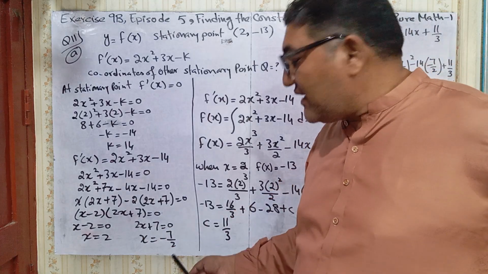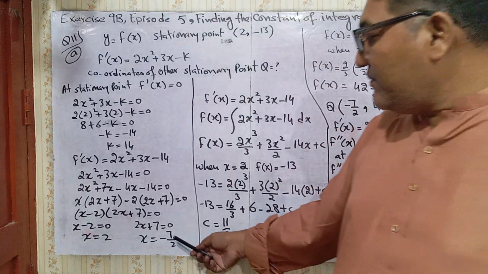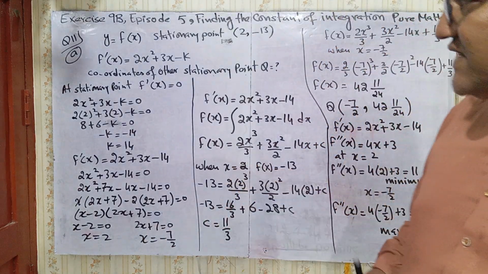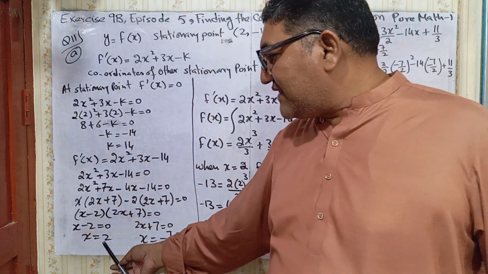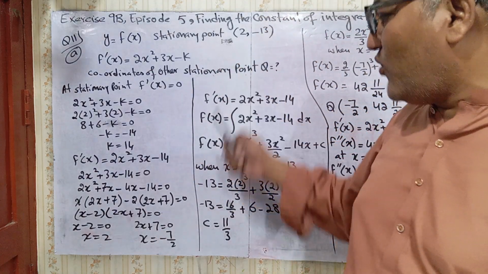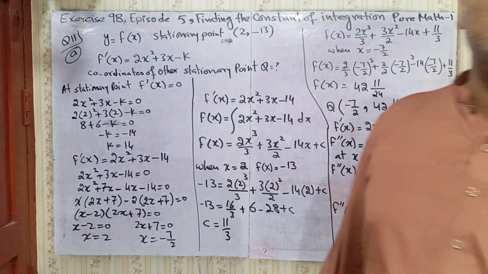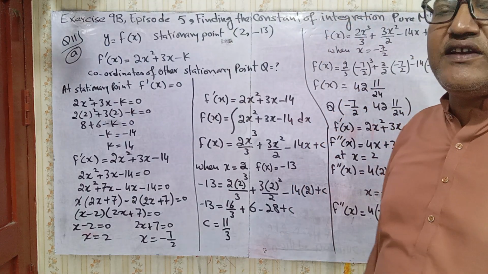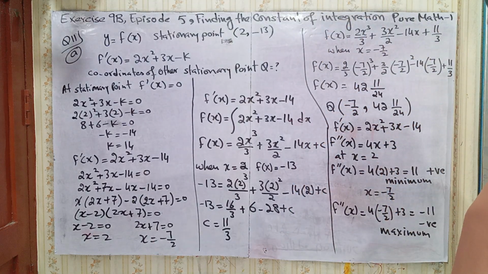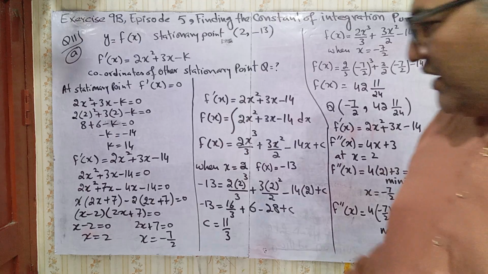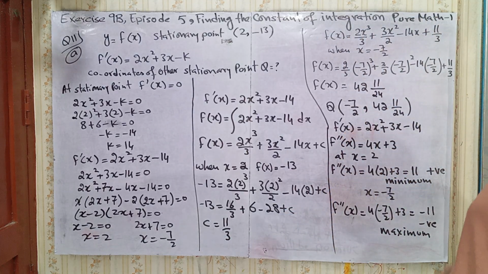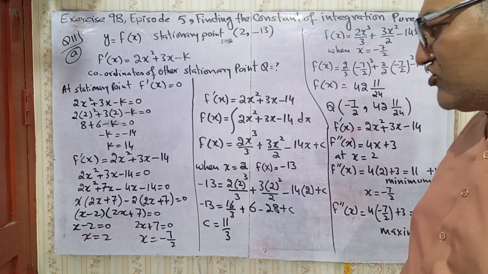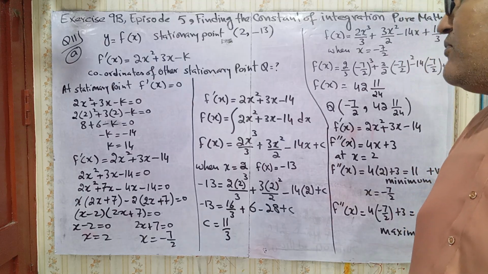And that 2 will come here and divide. So the x value will be minus 7 by 2. So there are two stationary points. One of them has the x as 2. That was the P point. The other one has x, the x coordinate of the stationary point, minus 7 by 2. Okay. So that means Q's coordinates will be minus 7 by 2.